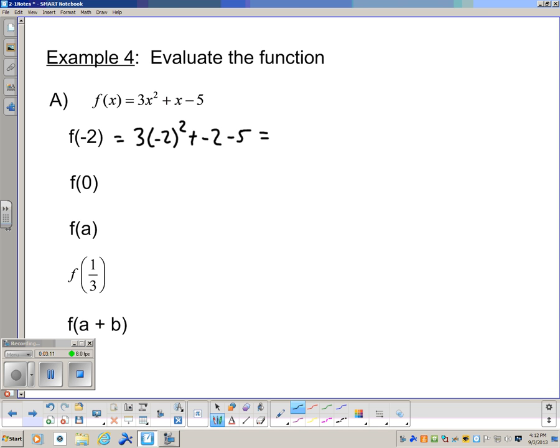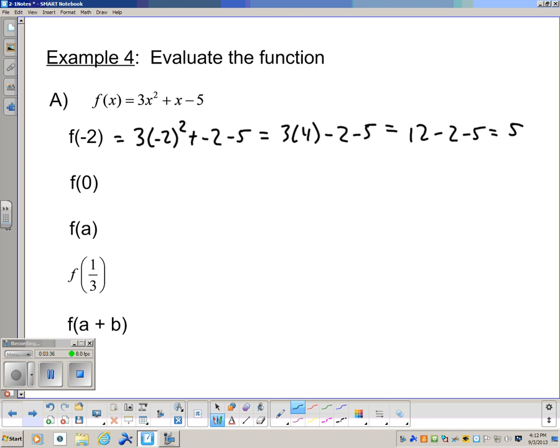Or you can follow your order of operations. So I have to square first, multiply, then add, and then subtract. So I get 3 times 4 minus 2 minus 5. So I get 12 minus 2 minus 5, which ends up giving me 5, because 12 minus 2 there is 10, minus 5 is 5. So now we've got the value when we plug in -2, we get 5.